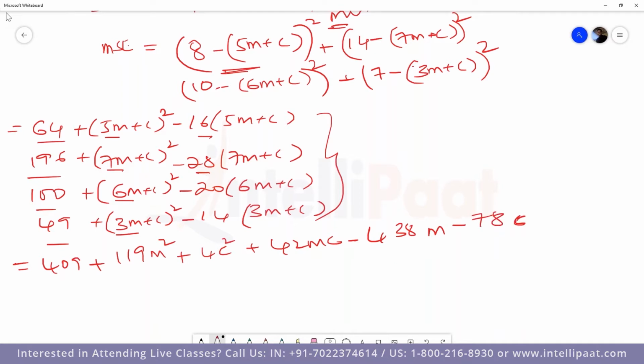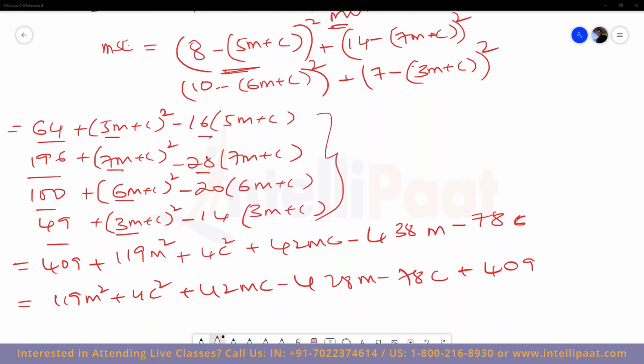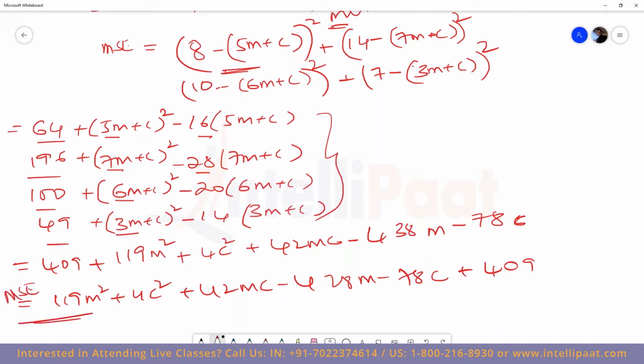If you look at this, logically speaking, we'll just rewrite this equation a little better. So this is 119m square plus 4c square plus 42mc minus 428m minus 78c plus 409 is your final equation. So your MSE equation is basically this whole thing. Cool, wonderful. So far so good.